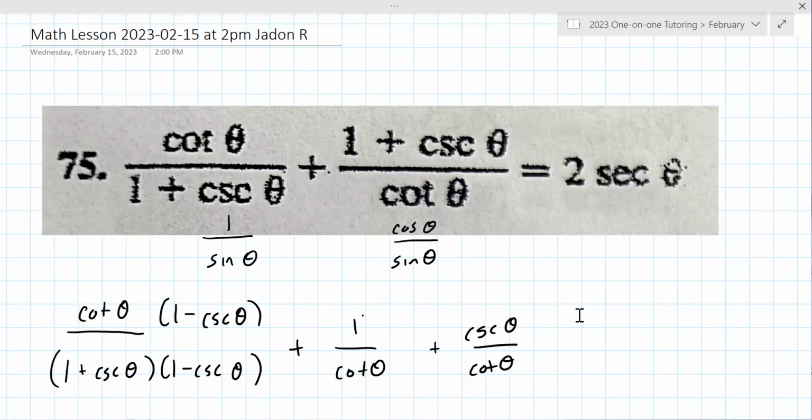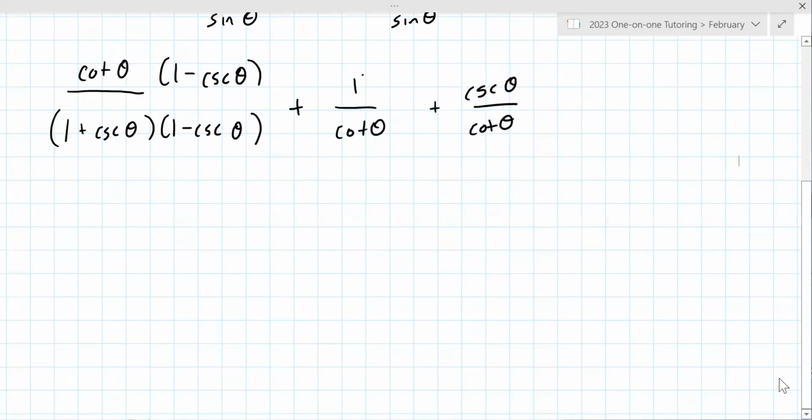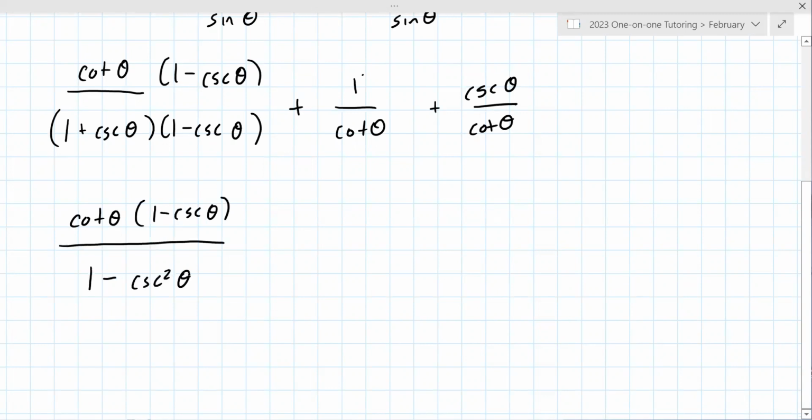You're going to have to deal with it eventually, so you might as well do it in this step. So let's just see where this goes. On the top, it's cotangent theta, 1 minus cosecant theta. On the bottom, it's so much better if you can get it down to 1 minus cosecant squared theta. Doing the difference of squares backwards really saves you some time. So now, do you see any identities in play on this 1 minus cosecant squared theta?